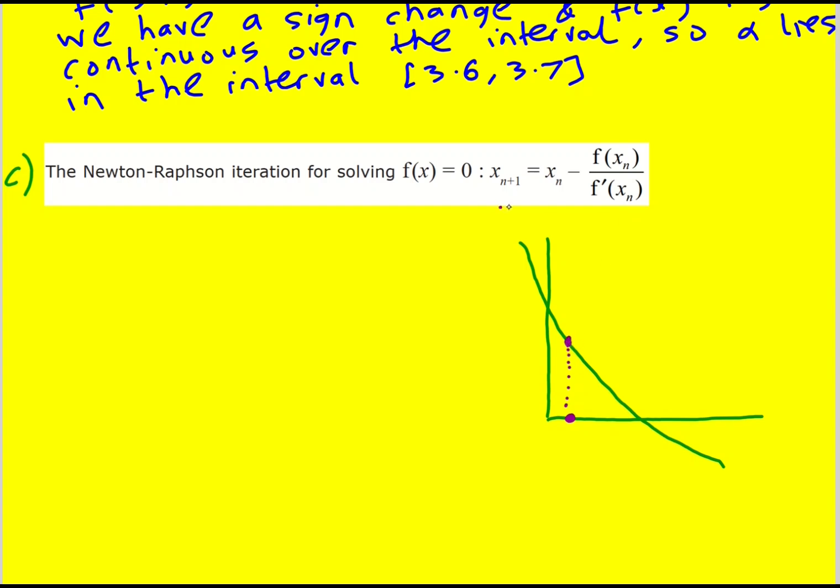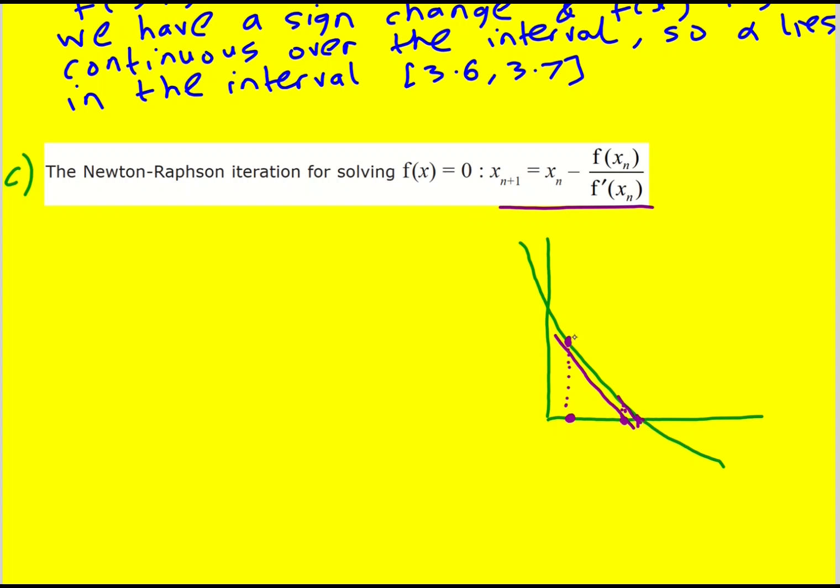This is what this iteration formula does for us. We don't have to worry about it. And then we find the gradient of the tangents, which is where that denominator is coming in, and we just then follow it along. And we hit another point, which then becomes our new approximation. We do the same again, and in this case, you very quickly converge towards the root.